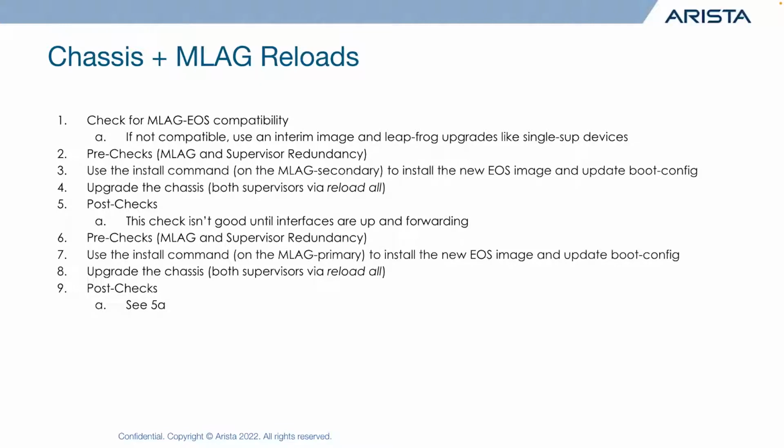And then what's a process look like for both, right? So we basically just want to combine all of our checks for both chassis and MLAG into one big process. So we've got our MLAG EOS compatibility. If it's not compatible, we need to use that interim image and do that leapfrog. We've got pre-checks for MLAG and supervisors. We'll use our install command to copy everything from our primary to our standby SUP, and it also updates our boot config, which is great. And then we'll upgrade the entire chassis via the reload all, do our post checks, and repeat on the original box.